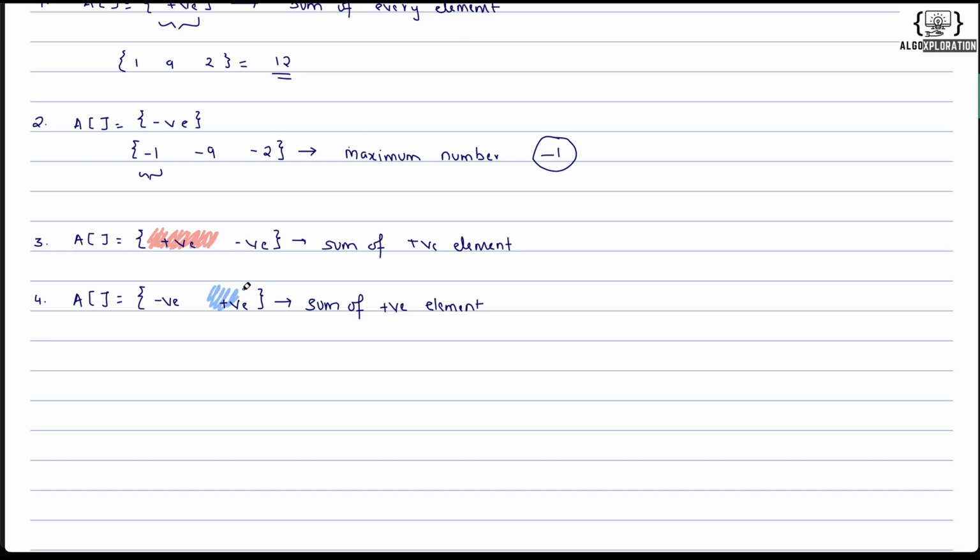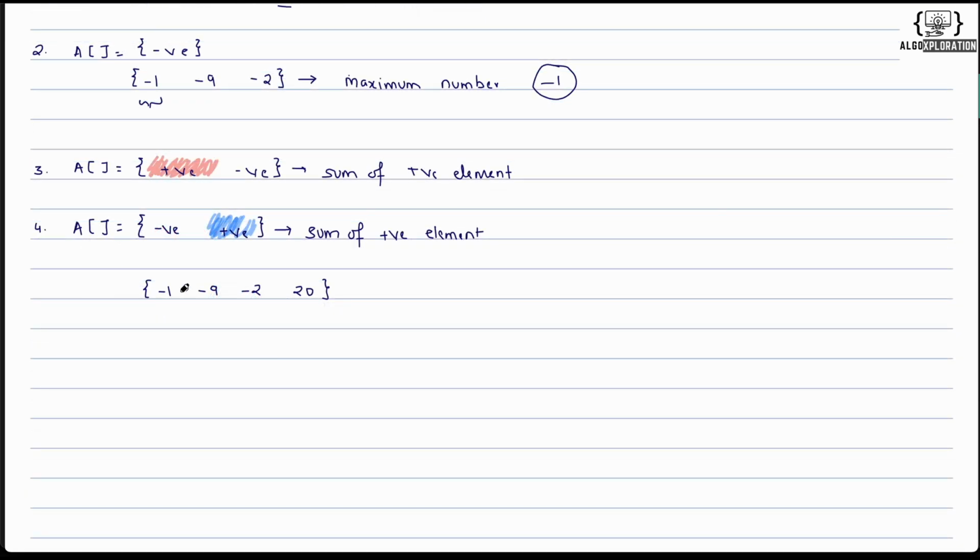This part. Why? Because let's take one example: -1, -9, -2, and then let's say we have 20. Till this point the sum will be -1. Till this point the sum will be -10, right? Till this point the sum will be -12. Now till this point the sum will be -12 plus 20. So this will be 8, right?